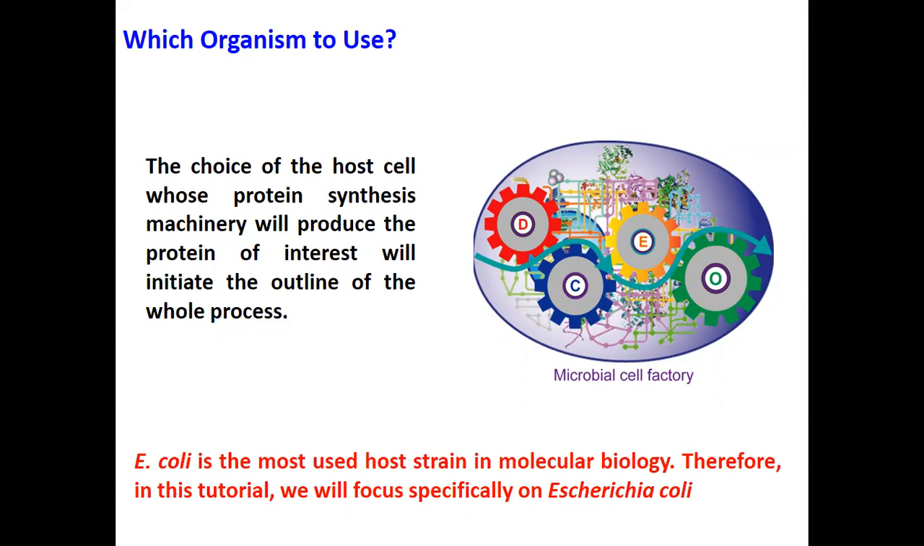So for codon optimization, there are different factors, and we use different bacterial hosts. Which bacterial host, or microbial organism, should be used as a host, or which is a better choice for the synthesis of an exotic gene or a protein of interest? It should be a host which maximally supports our protein of interest. The choice of the host cell, whose protein synthesis machinery will produce the desired, precious protein, will initiate the outline of the whole process.